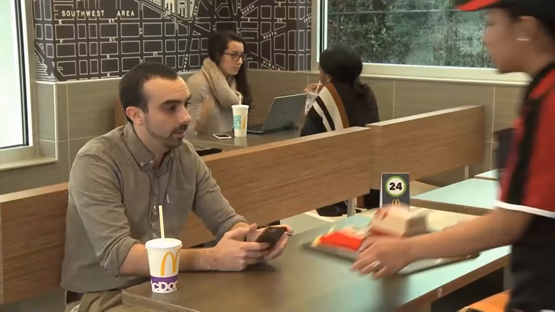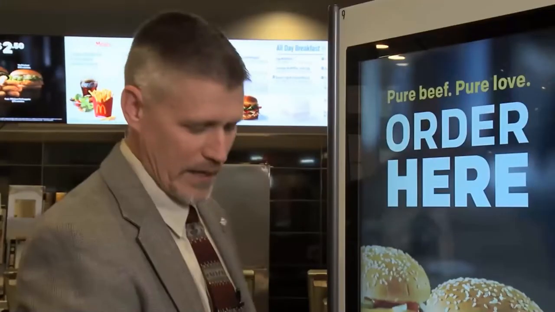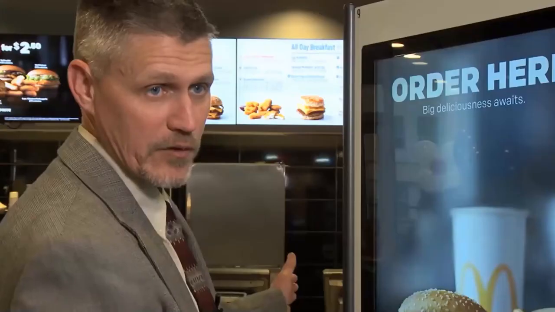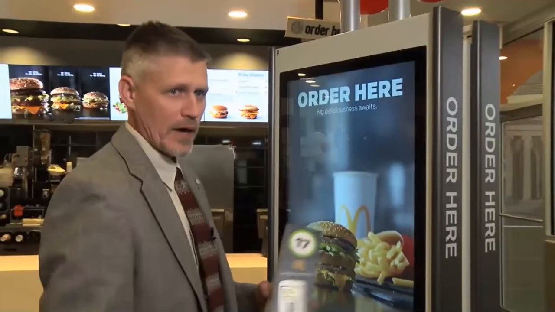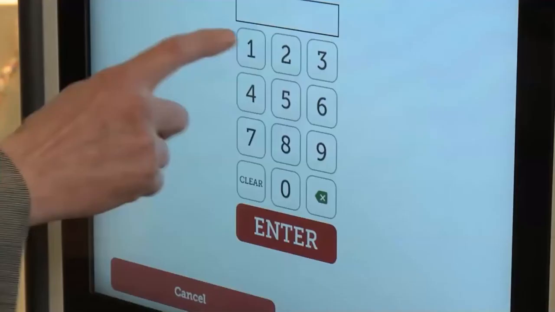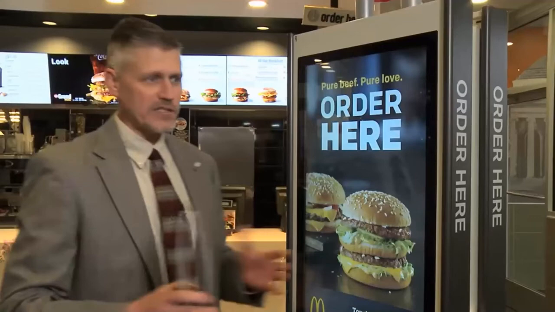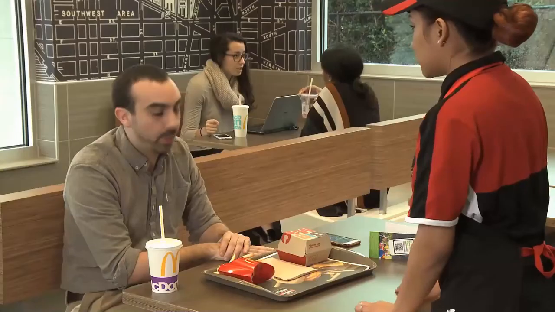Part of Experience of the Future is table service. So after I complete my order on the kiosk, I can pay with credit card right here at the device, or I can go up to the front counter. We have crew people at the front counter to pay cash. But if I'm eating in and I want dine-in service, I would grab my order number, and you put in the order number on the screen. And so I can just sit down anywhere in the restaurant and they will bring my order out to me.